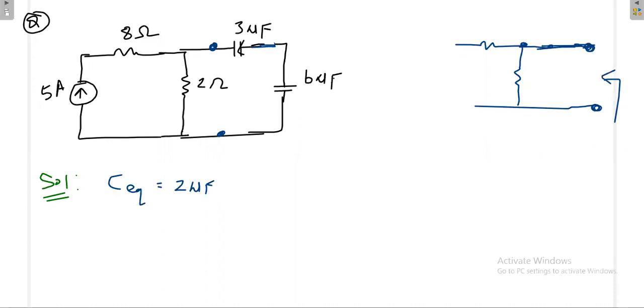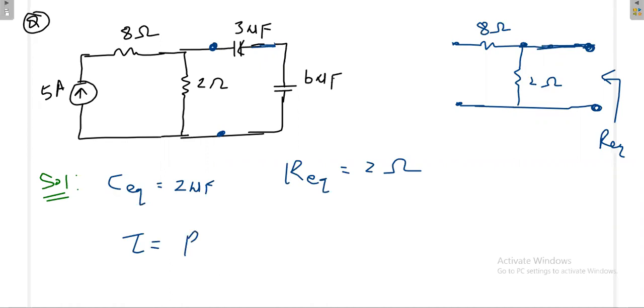This is R equivalent. But now this is also like open because current source means it has to be open circuited. So you are having 2 ohm, but in parallel 8 ohm is there, but it is like open. So 8 plus open is open. The parallel combination with open is that value only. So finally we'll get 2 ohms only. So what is the R equivalent here? Simply 2 ohm. Then what is tau? That is R equivalent and C equivalent. So again 4 microsecond is the answer.